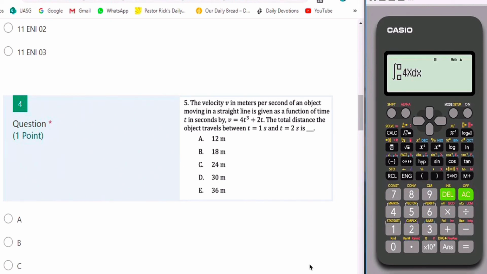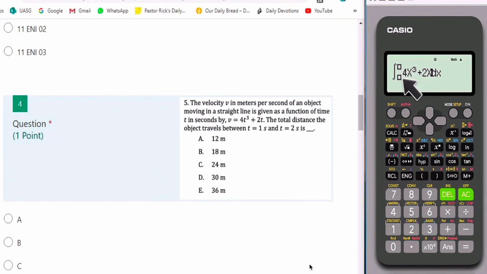So cube, you say shift squared, plus 2x. So instead of 2t, we will have 2 alpha x. Now our boundaries are t is equal to 1 second and t is equal to 2 seconds. So the lower boundary would be placed on the lower button right here. So this is our lower boundary, and that's the upper boundary.